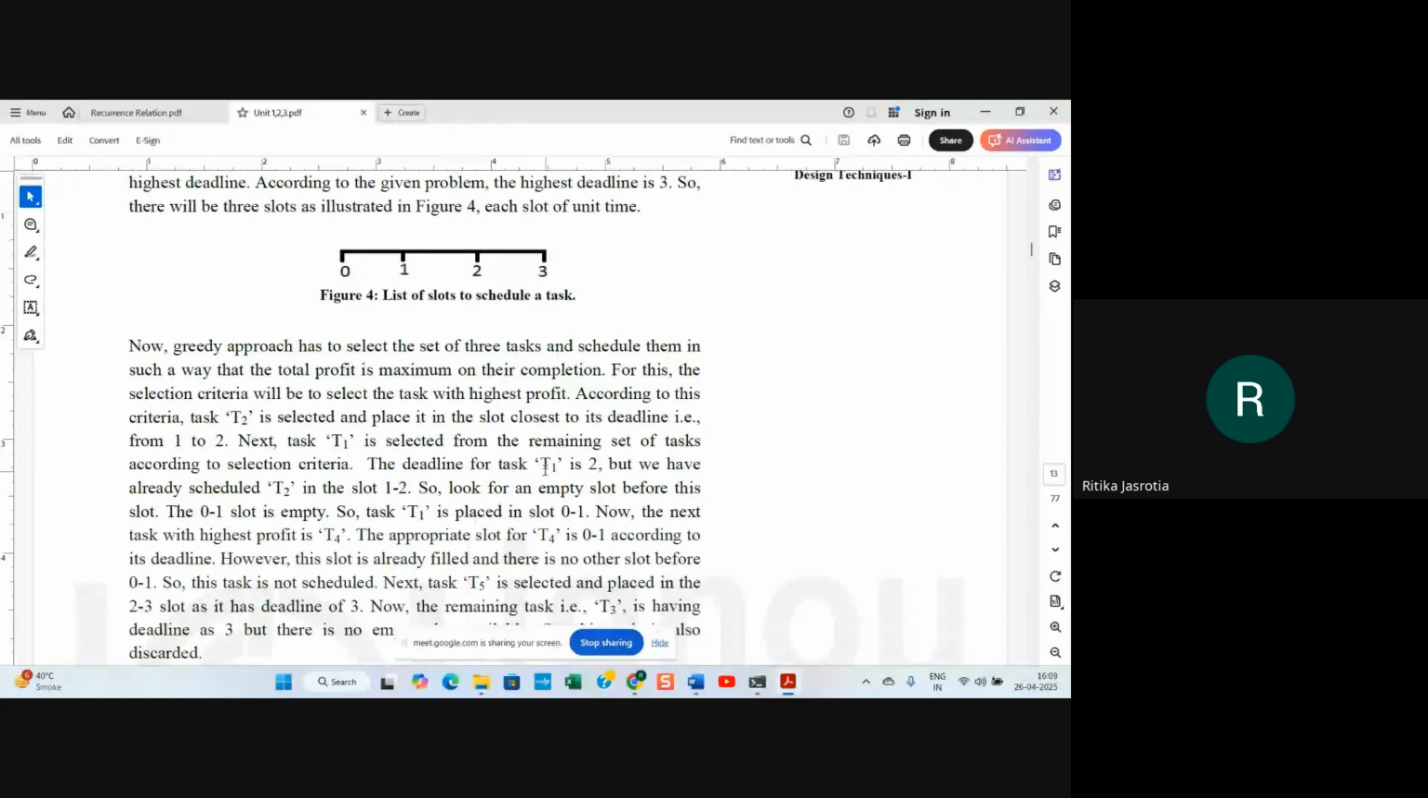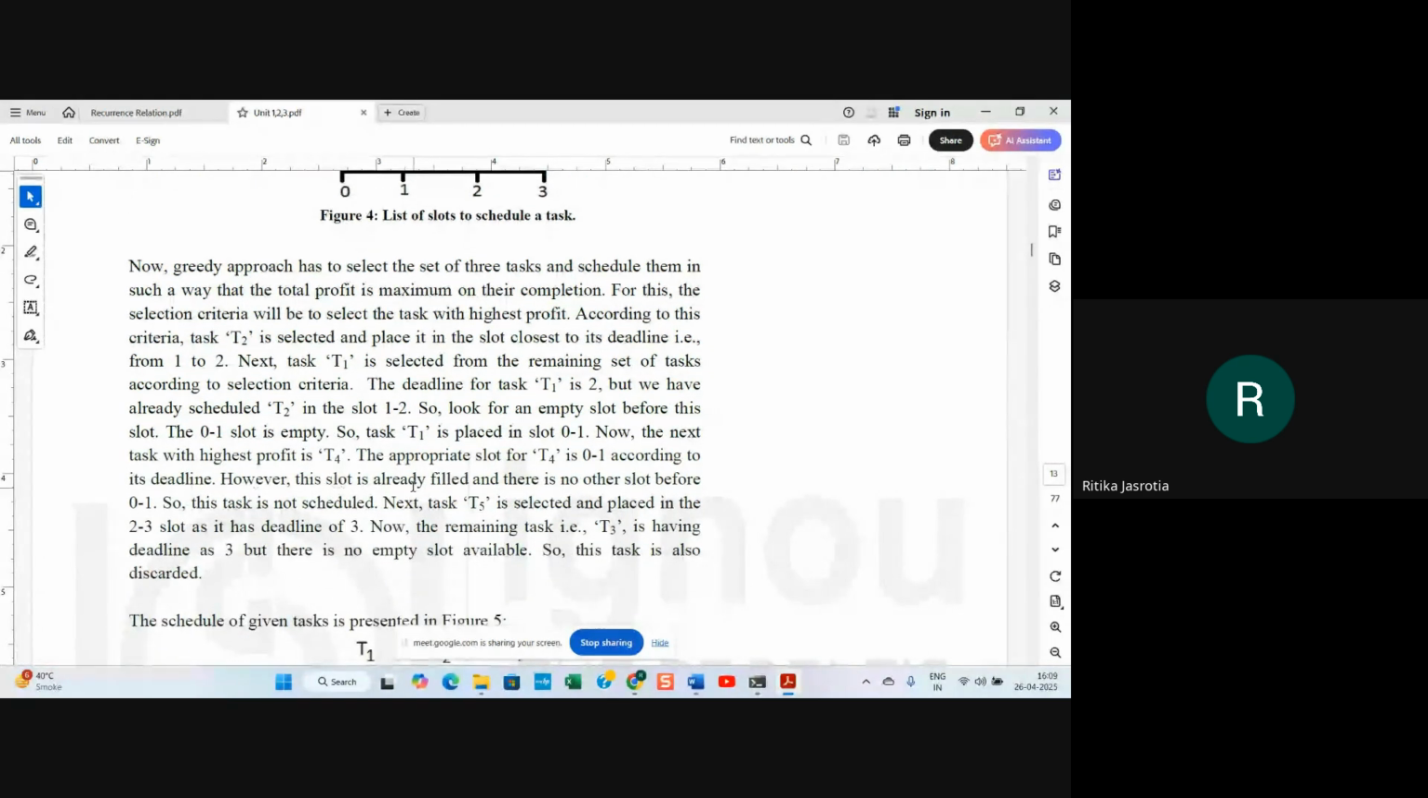The deadline for task T1 is 2, but we have already scheduled T2 in the slot 1 to 2. So we have already put 1 to 2, that's T2. So look for an empty slot before this slot. So in 0 and 1, the 0 1 slot is empty. So task T1 is placed on slot 0 and 1 according to its deadline. However, this slot is already filled and there is no other slot before 0 and 1. So this task is not scheduled.